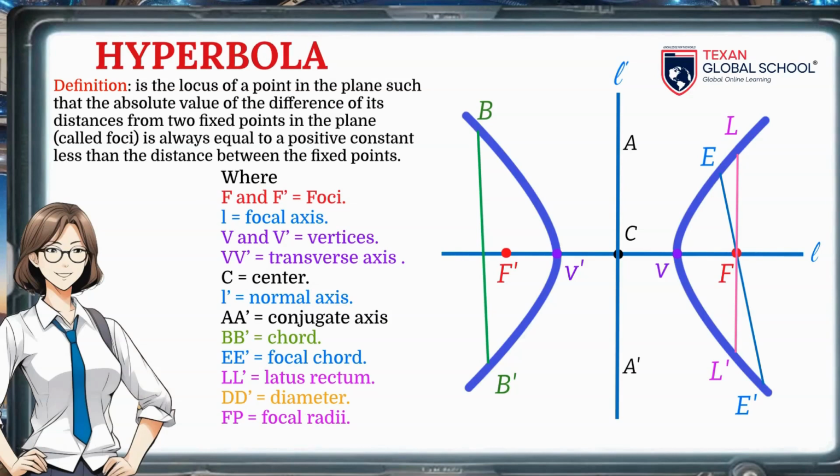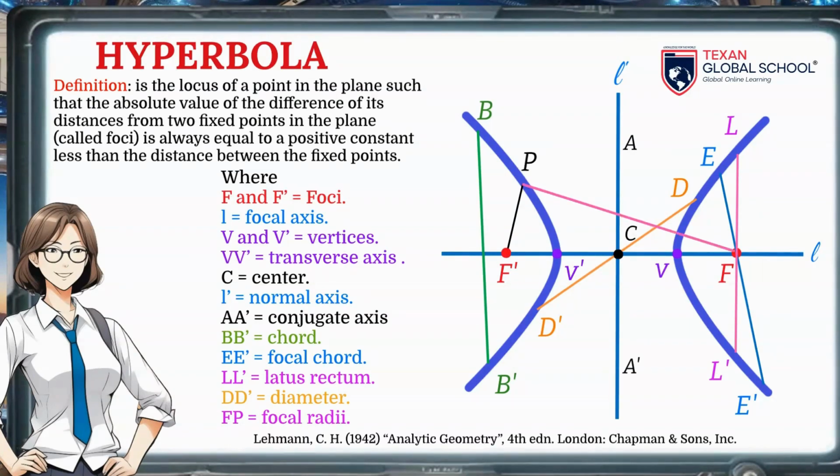A diameter D' is a chord that passes through the center. And FP is the radius vector, which is a line that joins the focus and any point of the hyperbola.